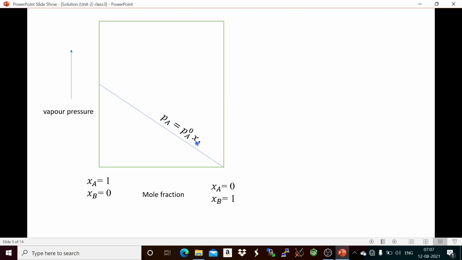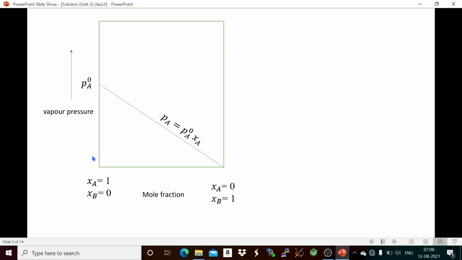And if XA value is 0, here it is 0, no? So if XA is 0, PA is 0. So when XA is 0, PA vapor pressure is 0. Now as XA increases, and when XA is maximum, it is 1, then PA is equal to PA naught, that is this point. XA is 1, maximum point. So vapor pressure of component A will be maximum, it is PA naught.